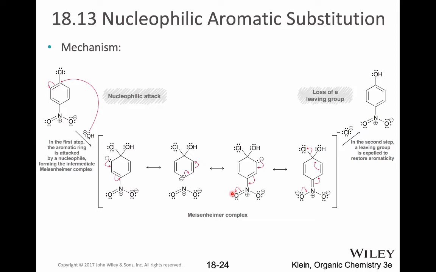All right. So what happens here is you make this resonance stabilized anion, and then we lose the leaving group. So the leaving group leaves, and then you remake the aromatic ring.